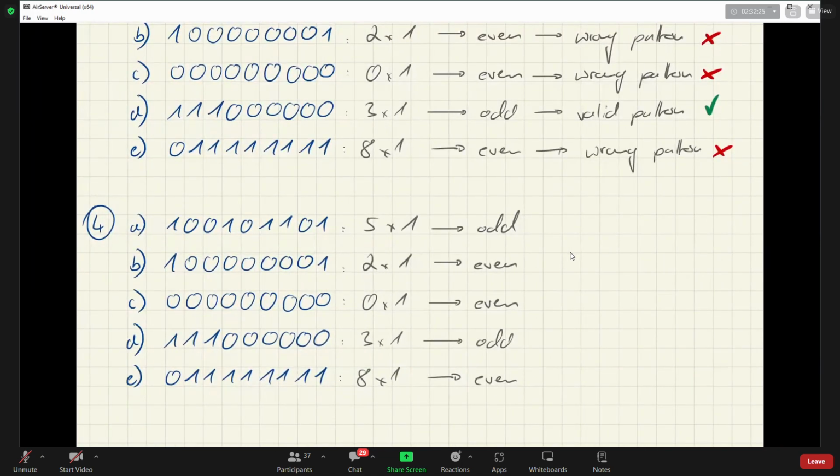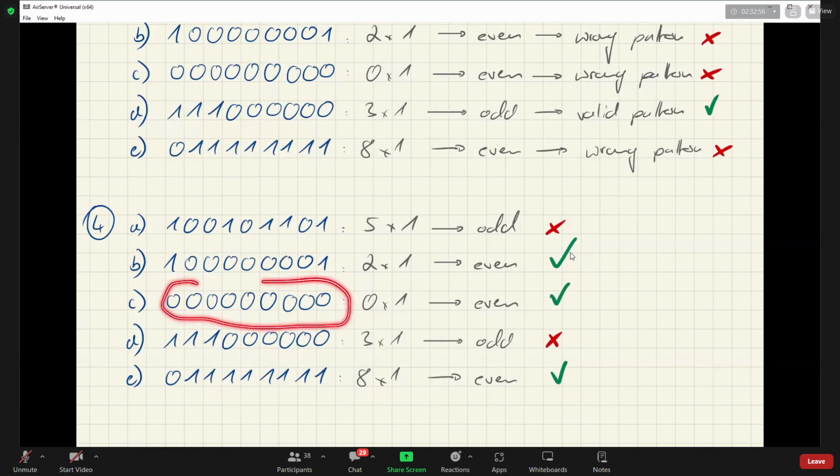In the first one, we would have an odd number of ones, so that's correct. Sorry, even. So in the second one, we would have an even number of ones. In the third one, and in the last one. So these three are correct, and these two are false then, if we have an even parity. So here, be a bit careful.